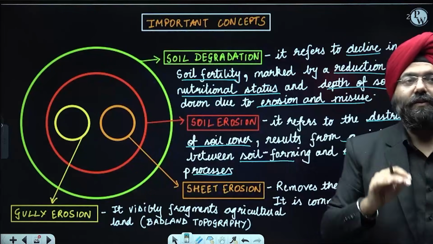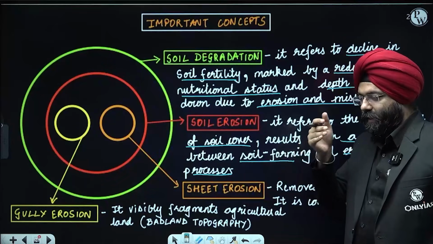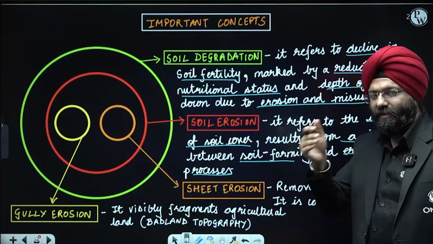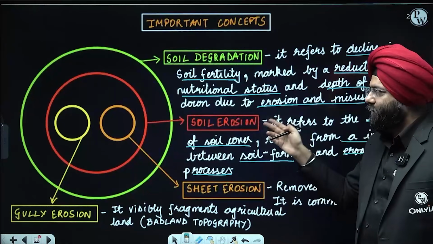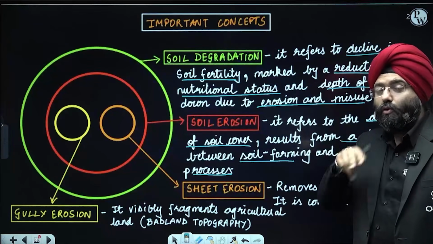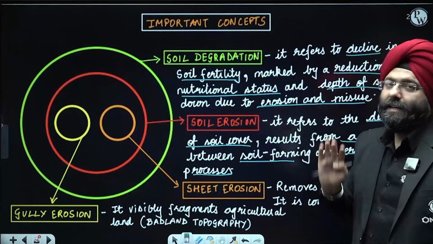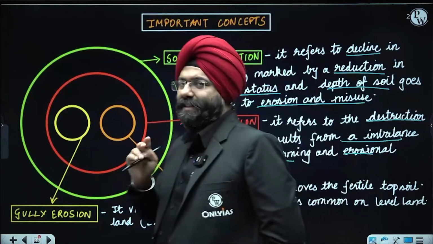And that is basically referring to soil erosion, because the rate at which those forces are happening is much more in comparison to the soil forming process. So that is known as soil erosion. Now, if you see, we are broadly dealing with two types of soil erosion. First is sheet erosion.